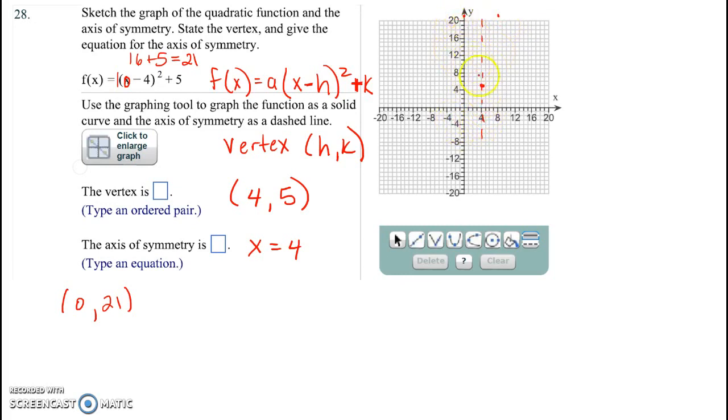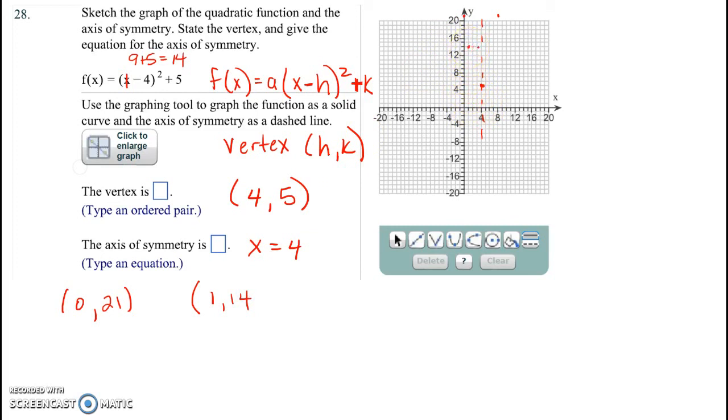There's not going to be any x-intercepts if we're opening upward and our vertex is right there. So let's just pick another point like 1. If I use an x value of 1, let me get rid of all of that. If I plug in 1 right there, that's -3. -3 squared is 9, and 9 plus 5 is 14. 1, 14. 1, 14 is right there.